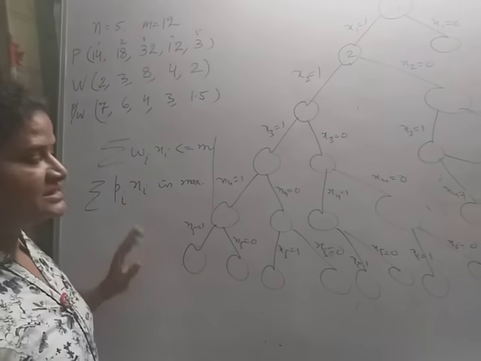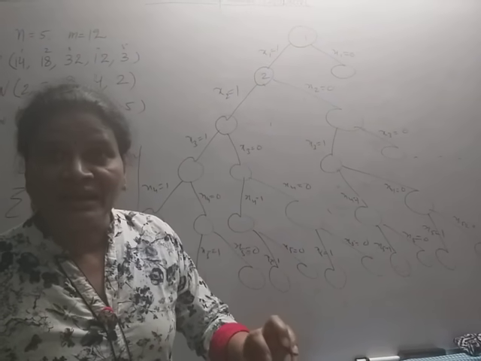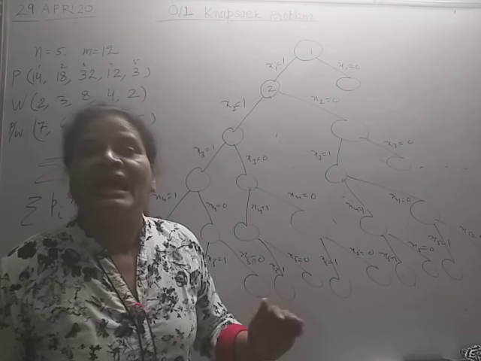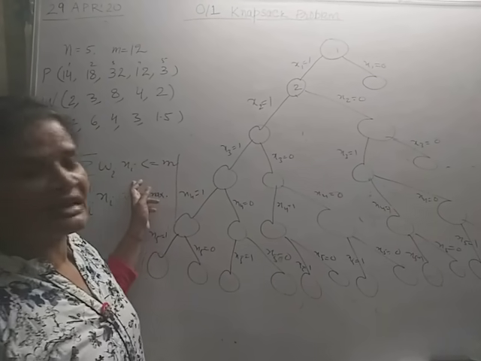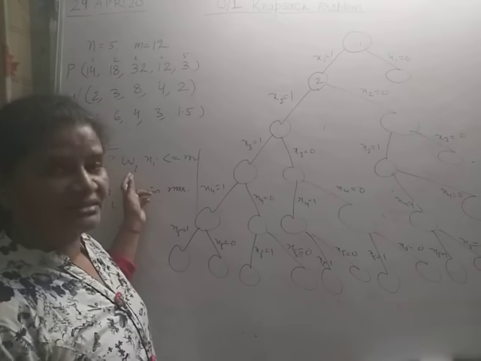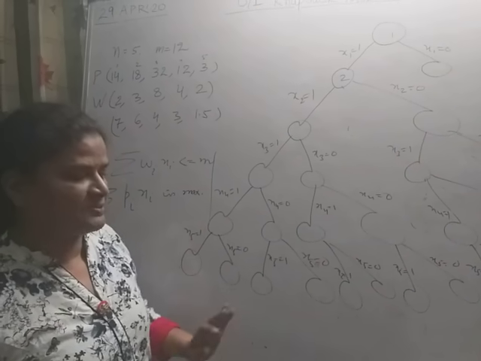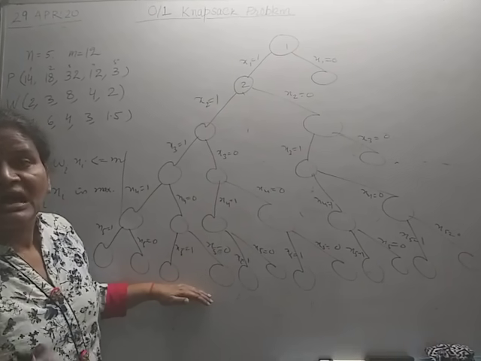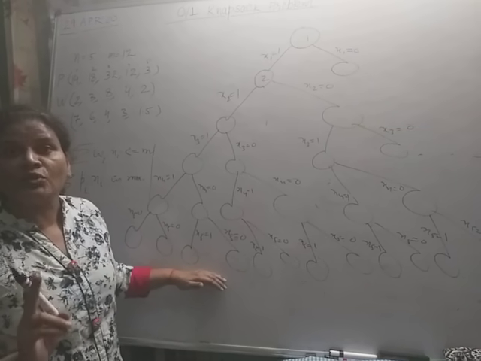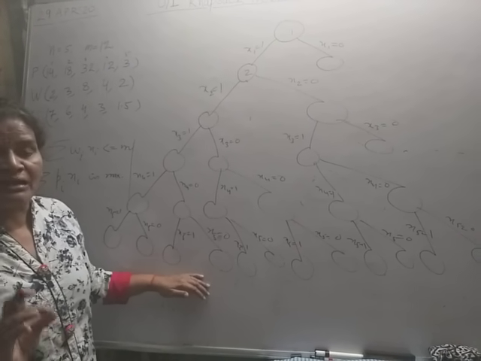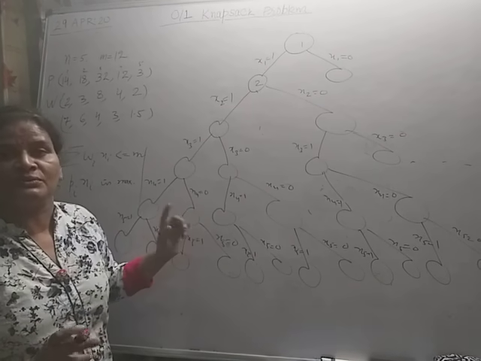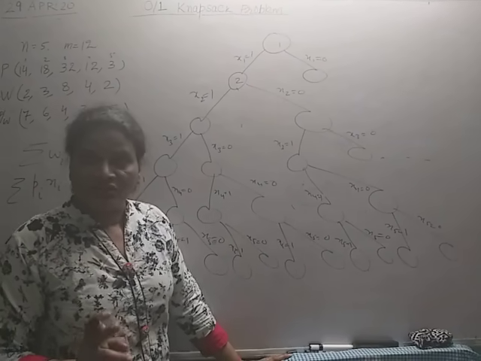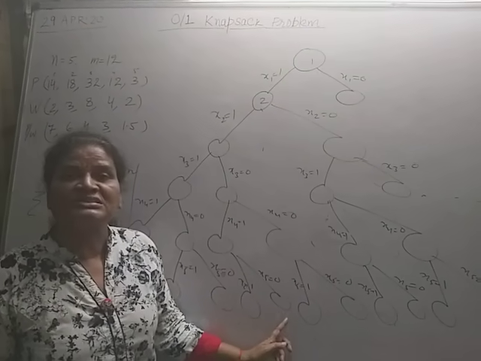Okay, so our objective is to find one leaf node for which the maximum profit is earned, with the constraint that the weight should be less than or equal to the capacity. As I told earlier, this is an optimization problem. There is only one solution. The backtracking algorithm for solving the 0-1 knapsack problem is not going to write all solution vectors. It will write only one solution vector.